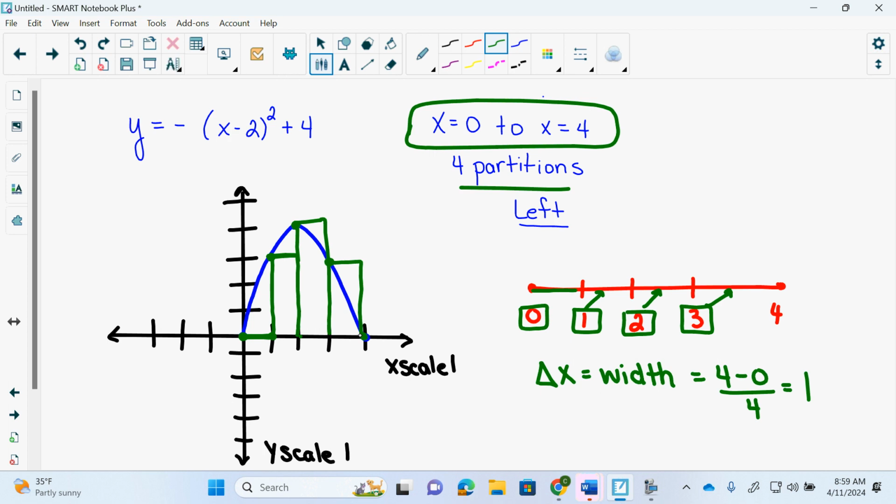If I split it into 100 partitions, would it get better? Yes. What about 1,000? A million? So that's when they figured out that the integral, the antiderivative, splits it into an infinite number, and you get yourself an accurate area. Okay?